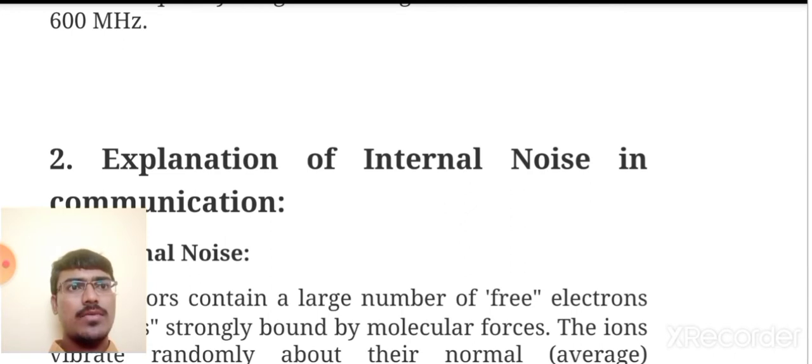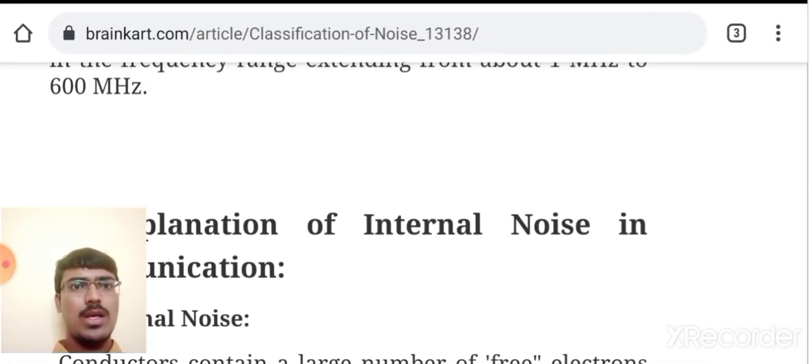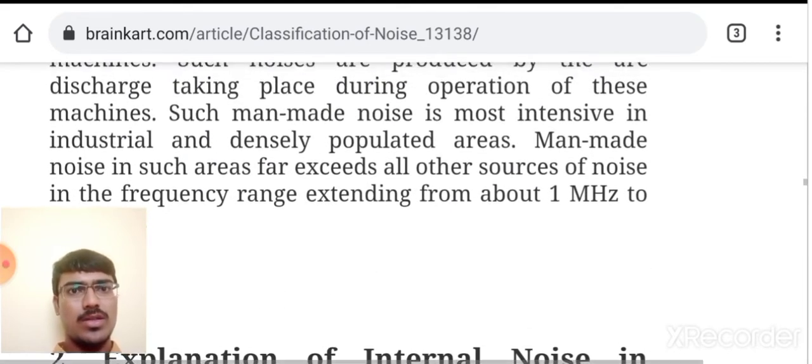The other noise classification can be internal noise, which is also a burden to the communications.